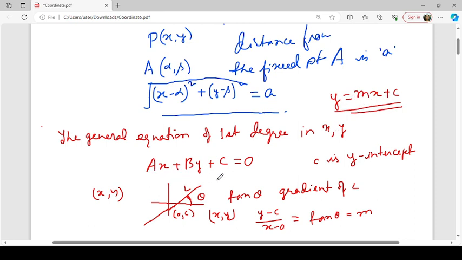If we take ax plus by plus c equal to 0, then we keep y on the left-hand side, so by is equal to minus ax minus c, then y is equal to minus a by b x minus c by b. And comparing to this, we say minus a by b is m and minus c by b is c. So minus c by b is the y-intercept and minus a by b is the gradient.